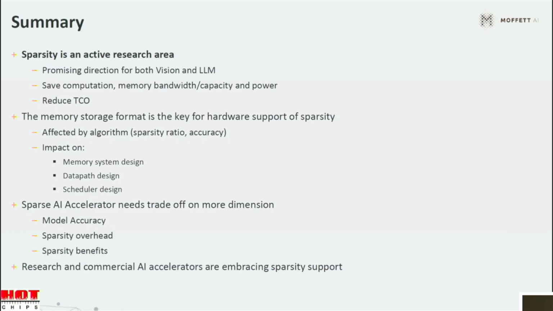So, to come to a summary: sparsity is a very active research area, and it has a lot of benefits in saving memory bandwidth, capacity, and computation time. But in considering the architectural design, it adds another model accuracy design parameter to the trade-off of the architecture. And the memory storage format is the key for hardware support of sparsity.